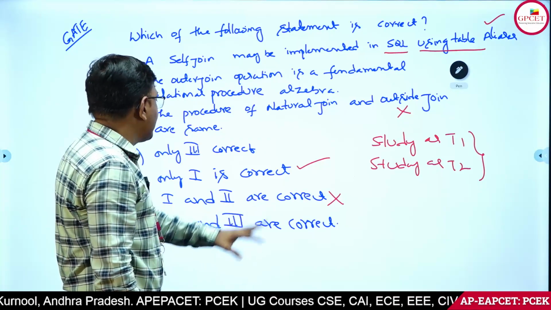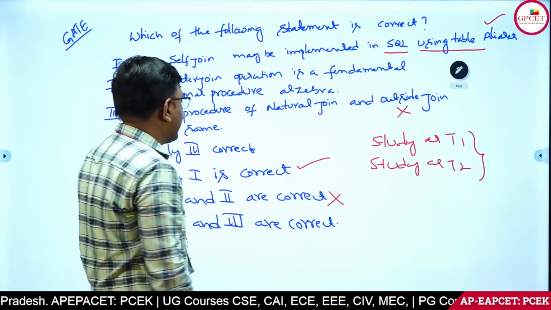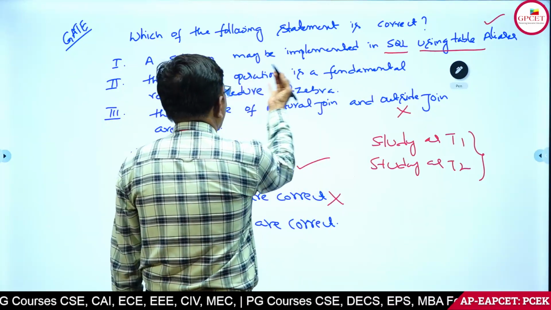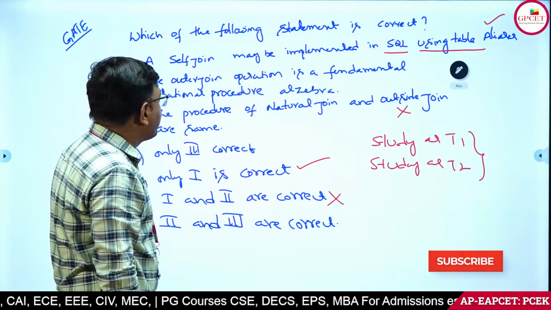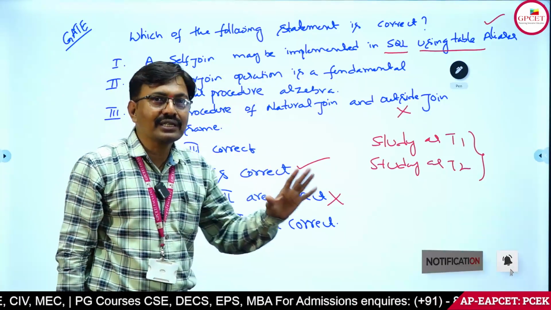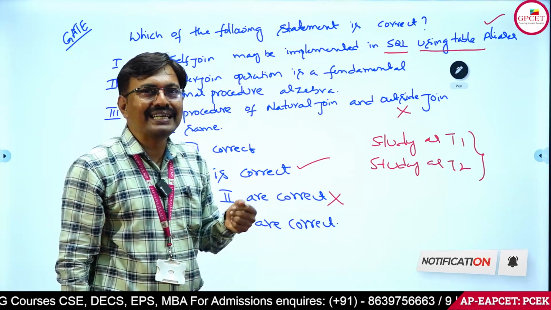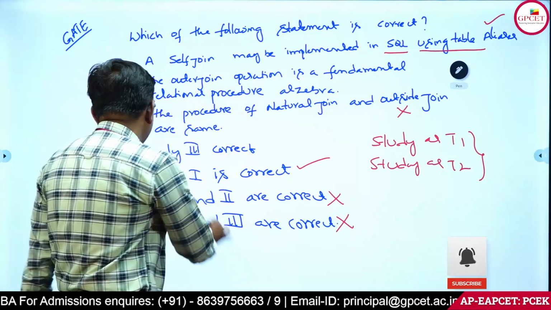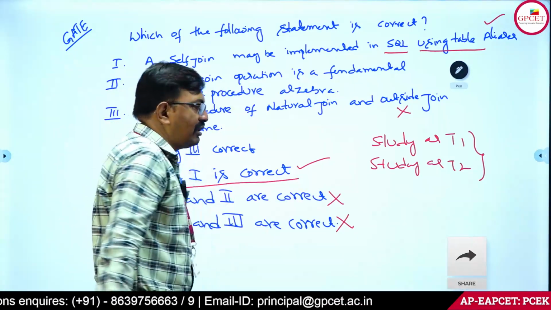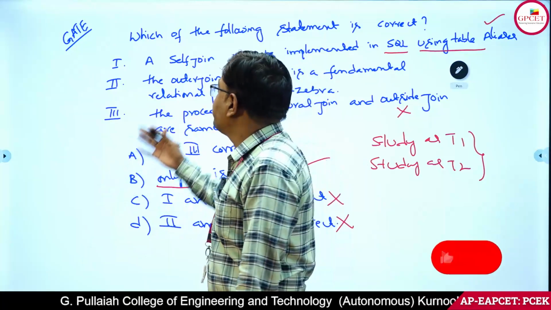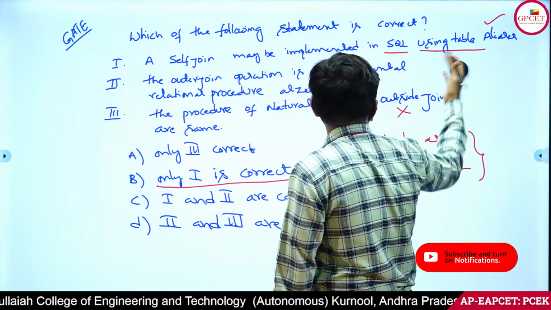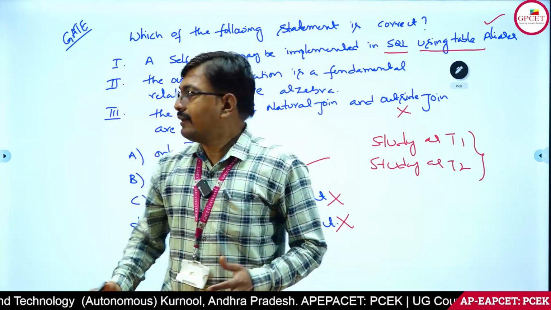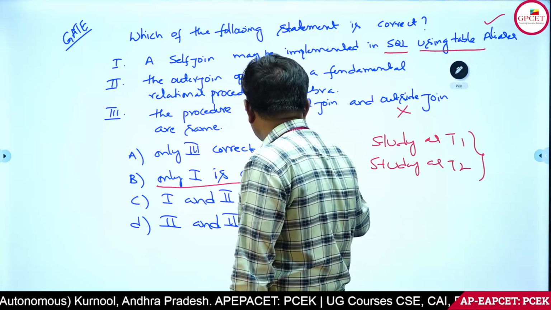Fourth one, second and third are correct? The second is not correct, because the outer join is not a fundamental relational algebra operation. The fundamental operations are selection, projection, join, union, intersection. That's why option D is not correct. Only the first is correct, because a self join may be implemented in SQL using table aliases within itself.